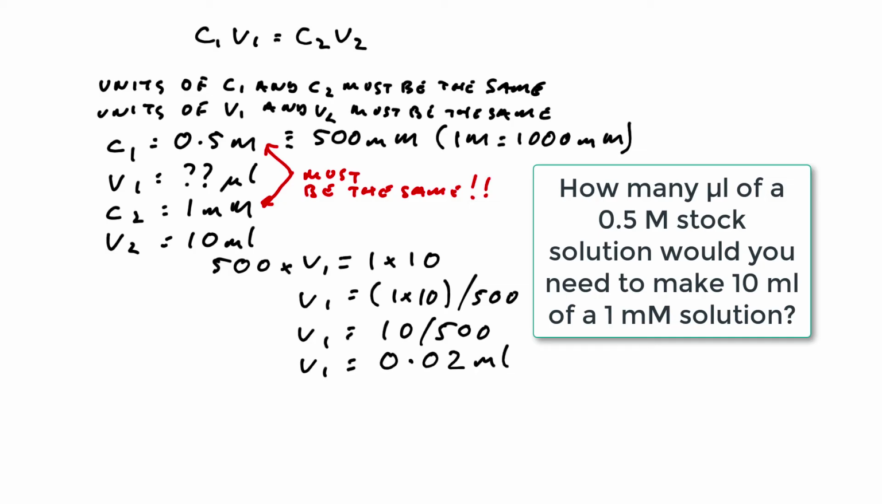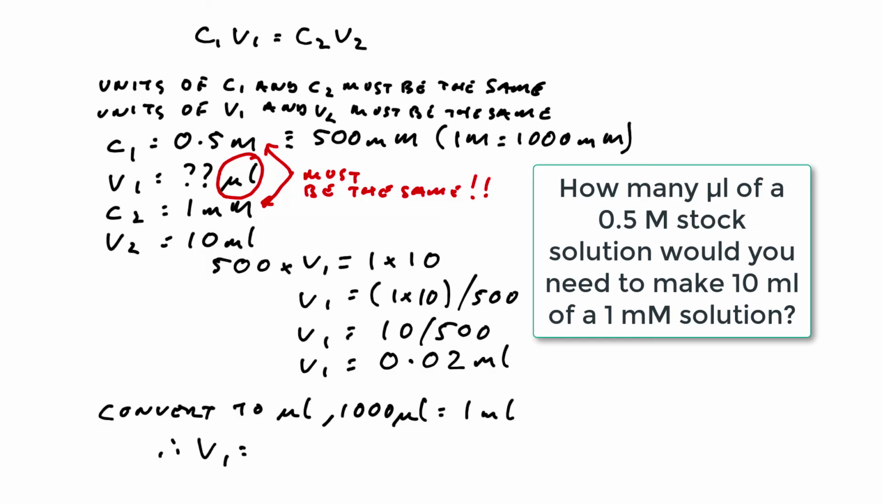Remember, V1 and V2 are in the same units. As V2 was in mils, then V1 will be calculated in mils. However, the question has asked us for the volume in microliters. Therefore, we need to convert the V1 to microliters. We know that there are 1000 microliters in 1 mil. Therefore, to do the conversion, we just take V1, multiply it by 1000, and that will give us the volume that we require, which in this case is 20 microliters.